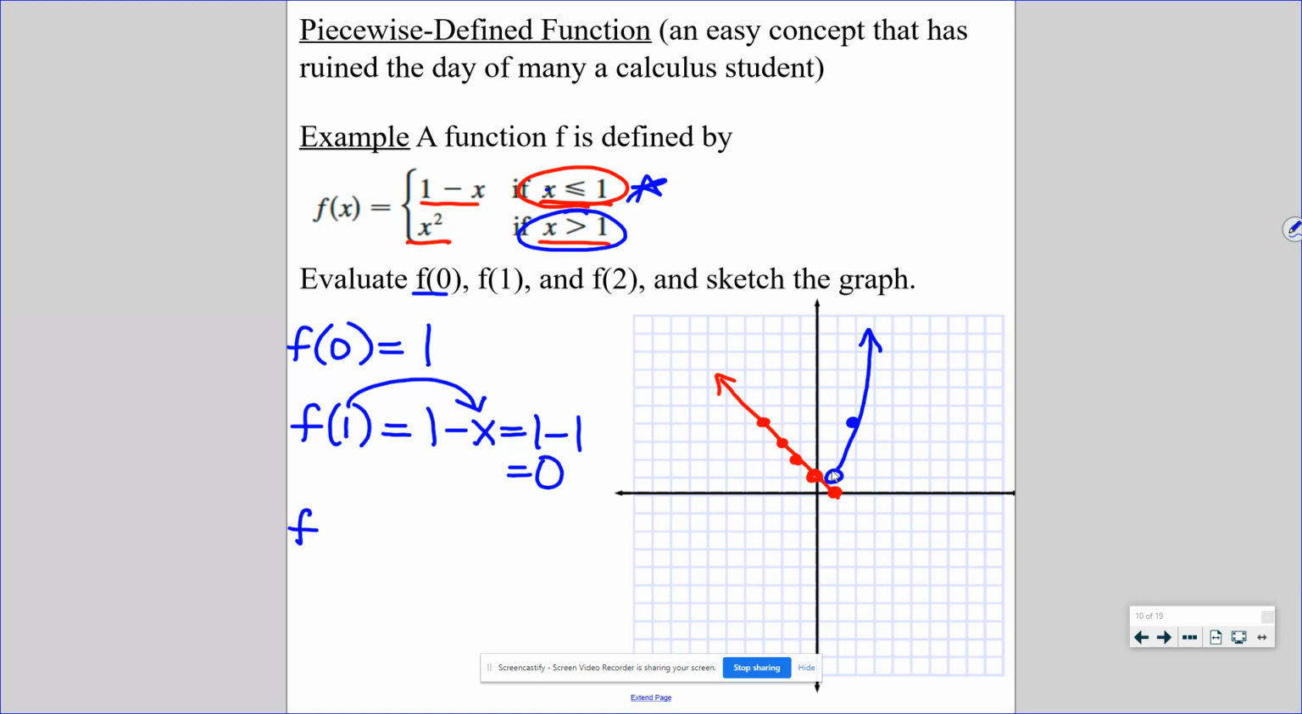Last one, what is f of 2? So 2 falls into the second category. x is greater than 1, well 2 would fit into that group. So I would use x squared to evaluate. So I'm going to do 2 squared, which is 4. So f of 2 is equal to 4, and I do have that point listed on my graph.